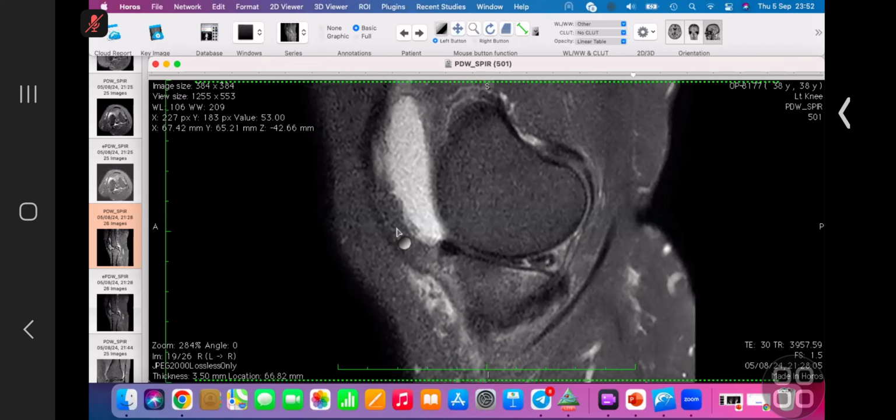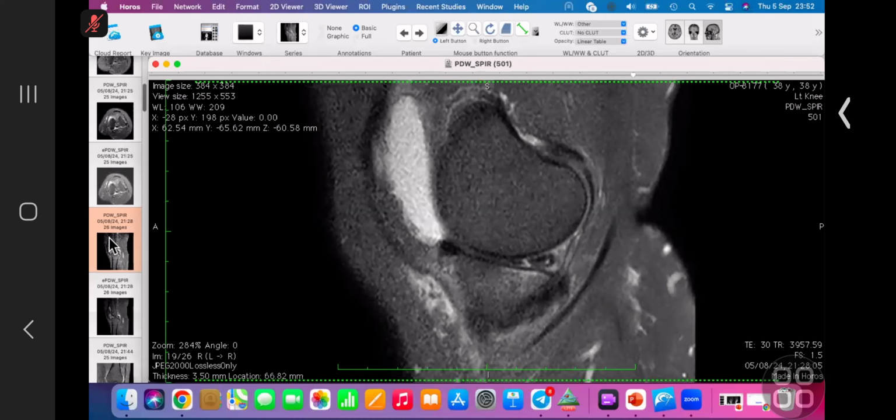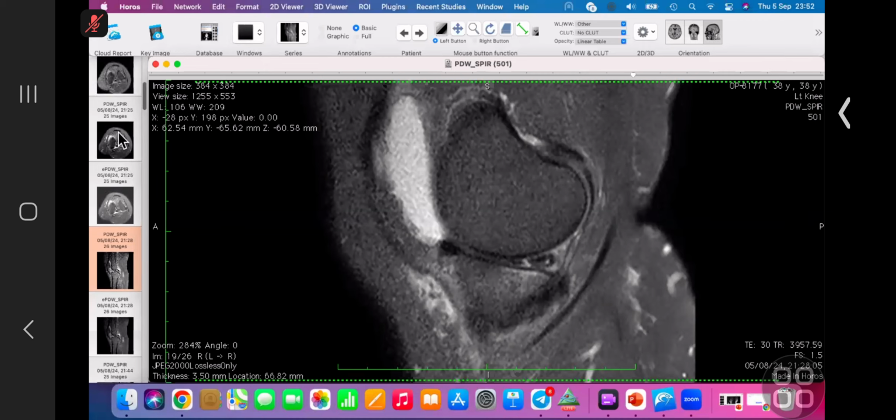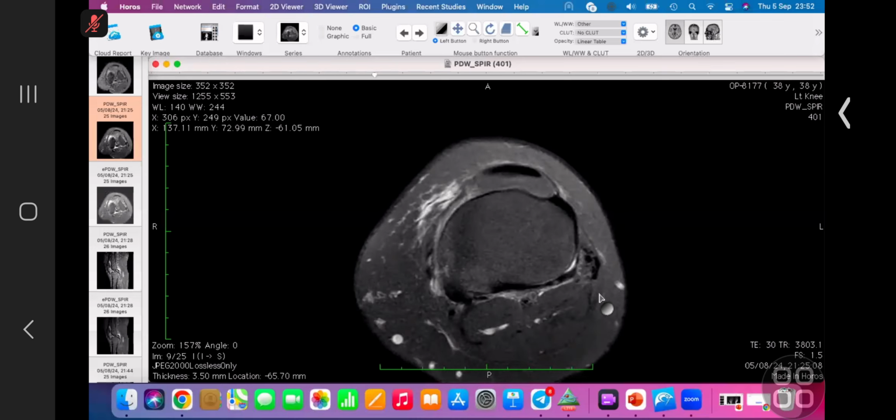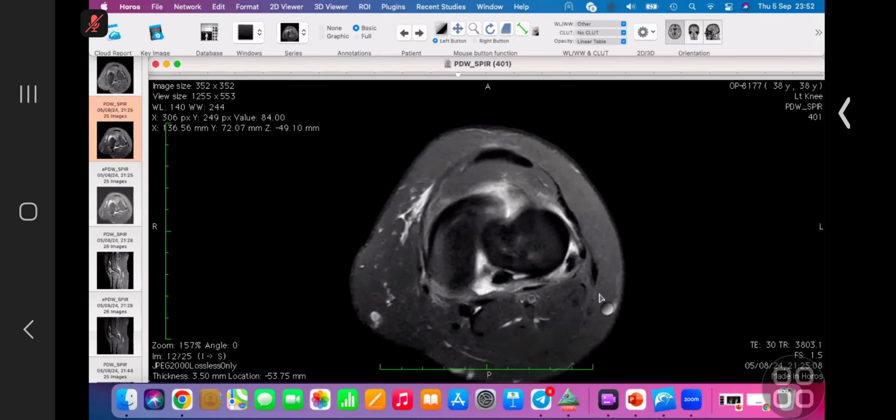Okay, so given these findings, do you want to see the axial and also the coronal? Yes, please. I can do it. There we go. So I would like to see the axial to assess the patella for any associated patellar injury, and also the patellar retinacula.